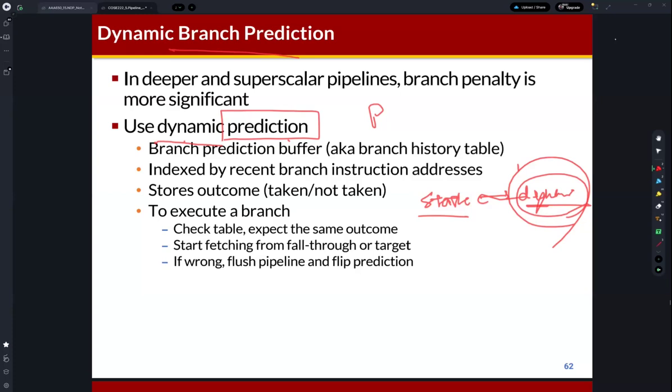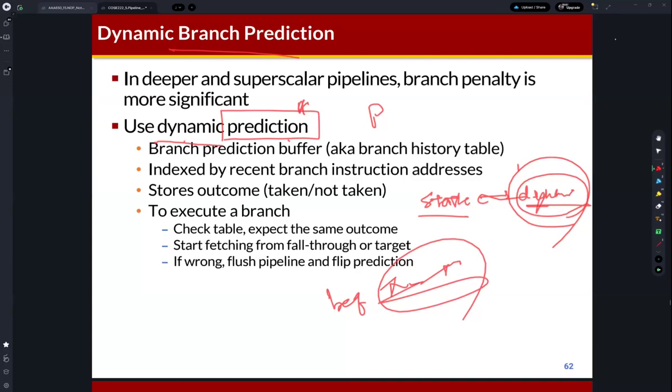Then what is branch prediction? Obviously, branch prediction means that we predict the result of a branch instruction. So what is the result of a branch instruction? The result is true or false, right? Like as you can see, BEQ X1, X2, the result is true or false, right?